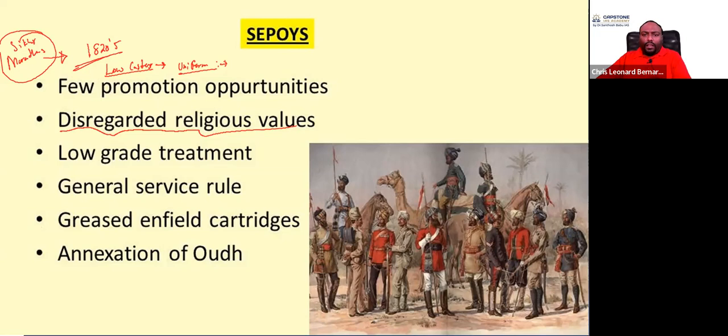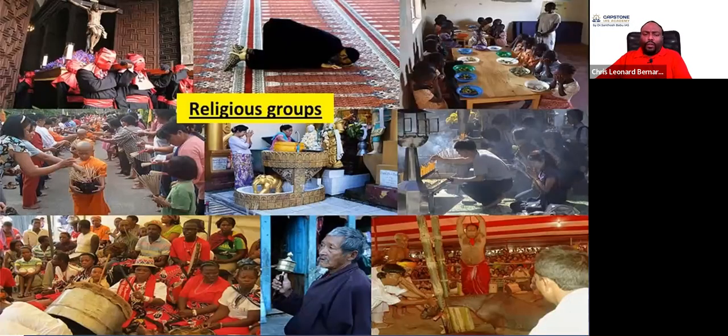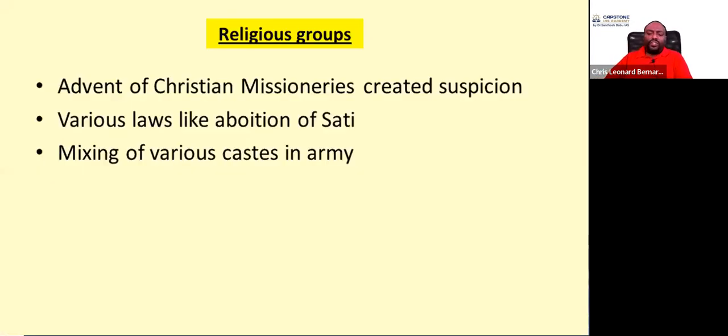So, as I told you, there were grievances among the religious groups. The religious groups had grievances because the Brahmins and other high caste people had a suspicion of the advent of Christian missionaries, especially the Protestant missionaries who came after 1850. A law was brought in which supported the Anglican Protestant missionaries to come to India for their mission work.